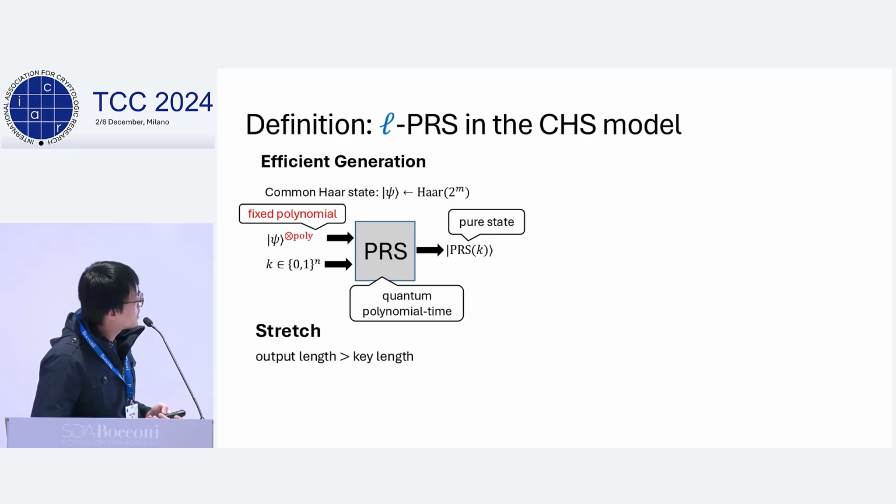Yeah, so our construction is extremely simple. On a key K and one copy of the common hard state psi, the PRS state is defined to be Z to the K acting on psi, where Z to the K is the tensor product of Pauli Z operators, and it is efficient and has stretch. And for security, I don't have time to talk about the details, but we use the tools in the symmetric subspace and some elementary combinatorial arguments. And this construction turns out to work for psi of any length greater than or equal to the key length.